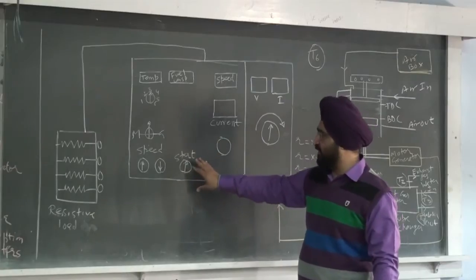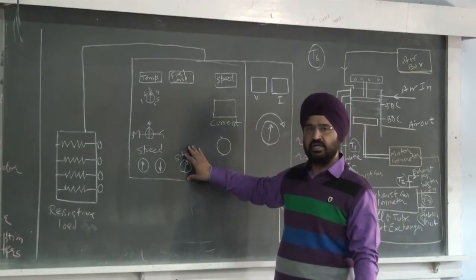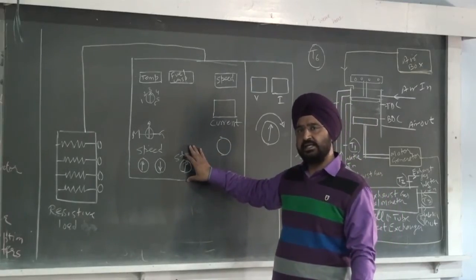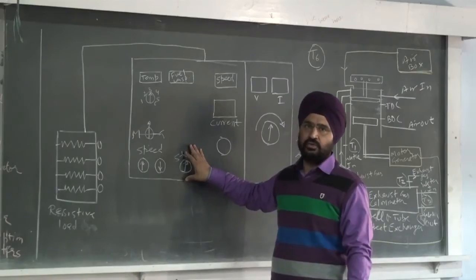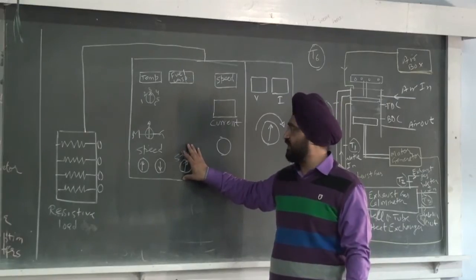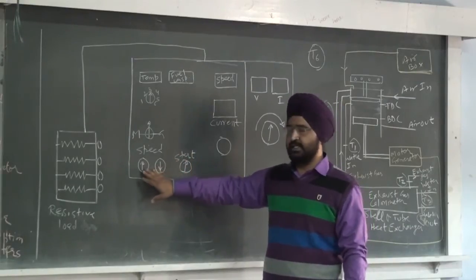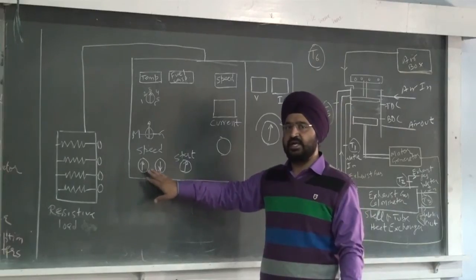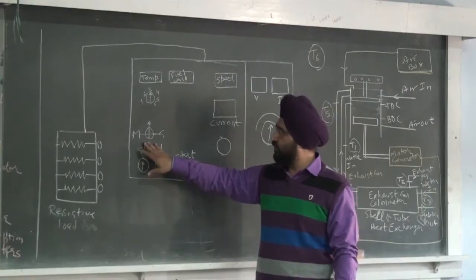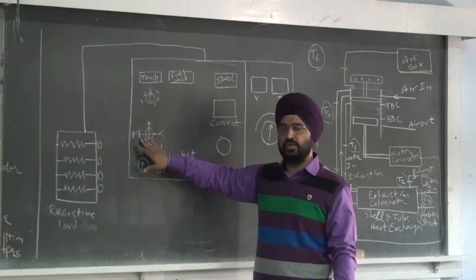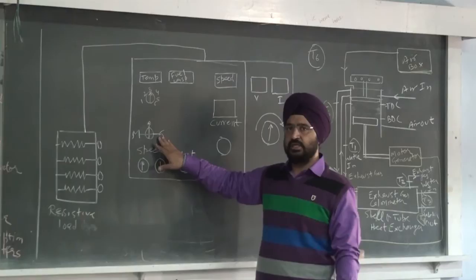Then we are having a start button on the panel to start the testing, but that is also not working. So we are going to start the testing manually. Then there are 2 knobs to increase and decrease the speed of the engine. We are having a knob related to the motor and a knob related to the generator.